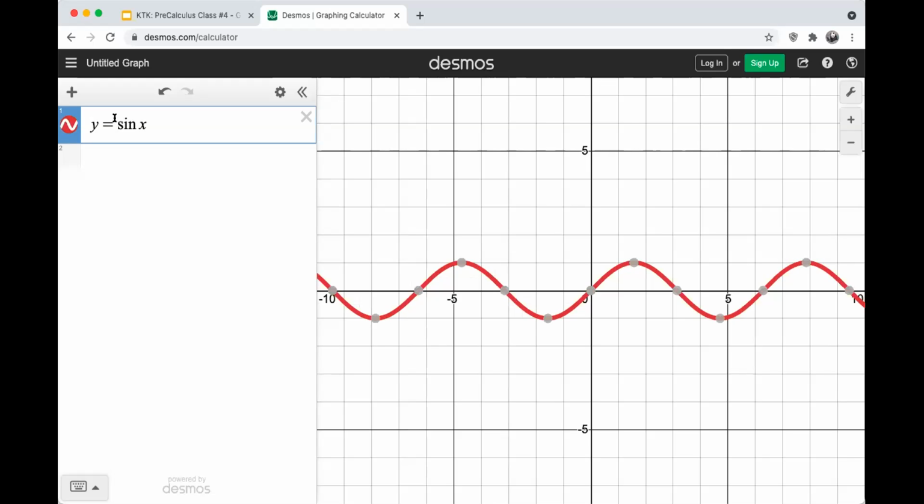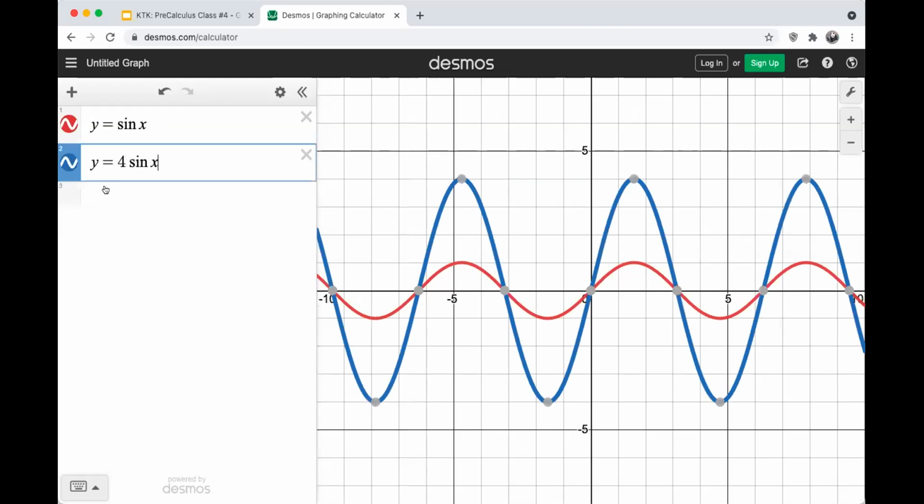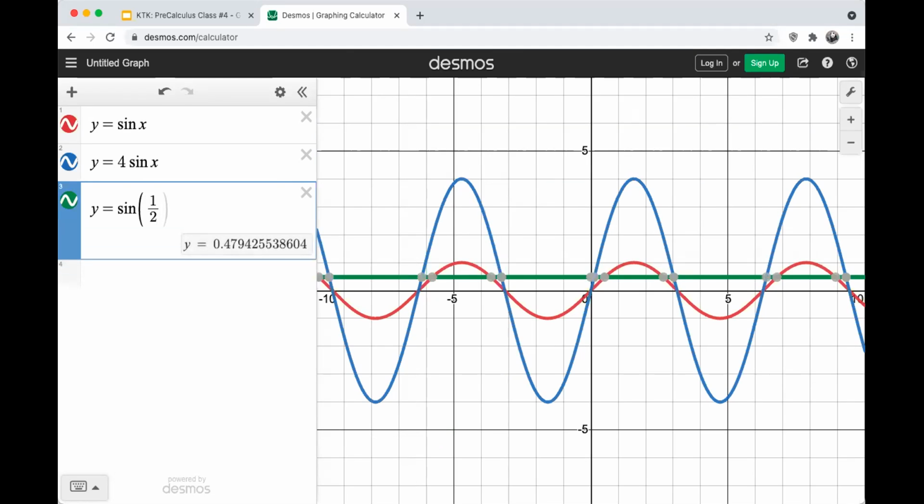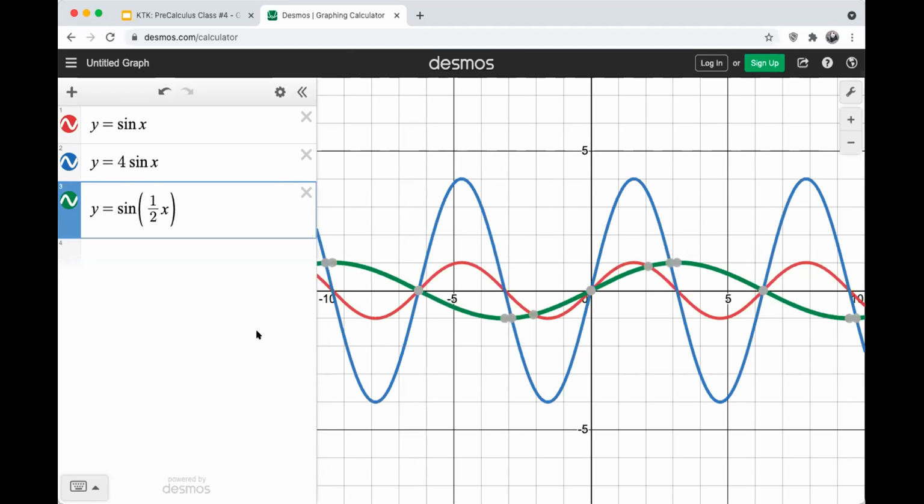If we just add that vertical stretch on, actually I'm going to do these all separately. Y is equal to 4 sine of x, and you see it extends from +4 to -4. Y is equal to sine of half x, and you see that just widens the domain of that function.